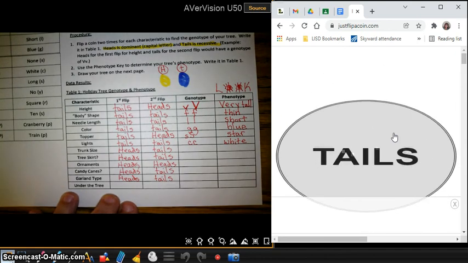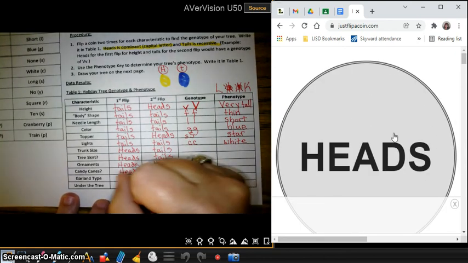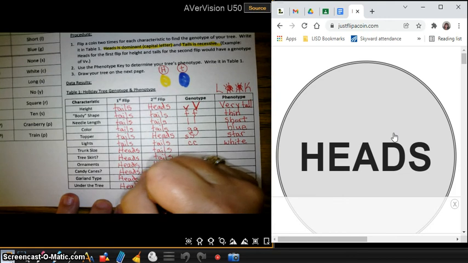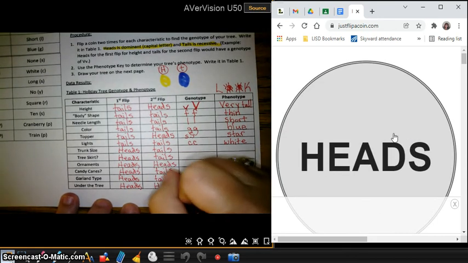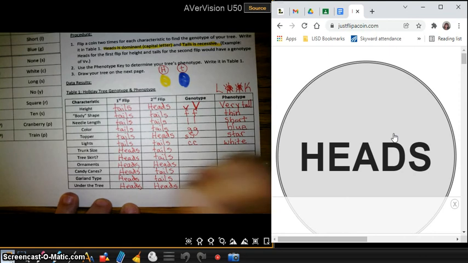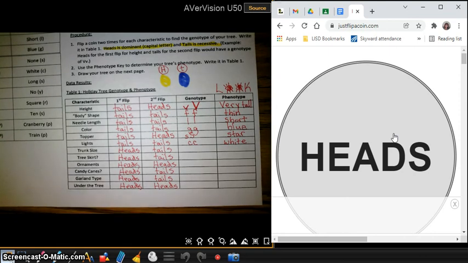Under the tree, presents or train, heads, and heads. Now, you say, well, why do we do the second one if it really doesn't matter? It does matter when these trees reproduce and have offspring. Okay, so then it makes a difference. So I'm going to let you fill those in. I'm going to pause for a minute so you can do that.